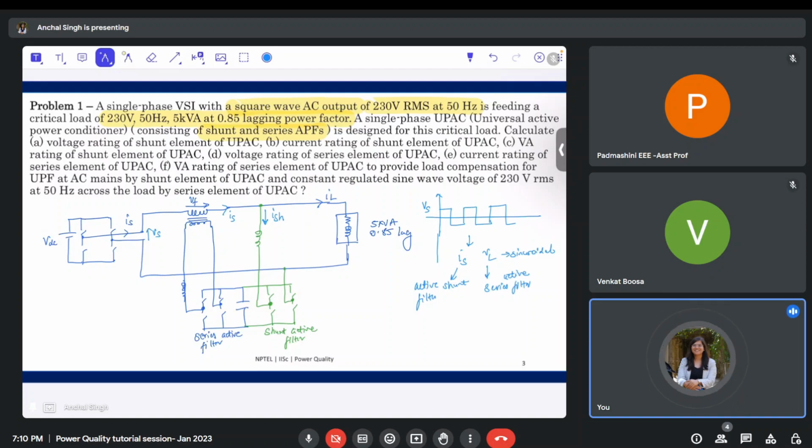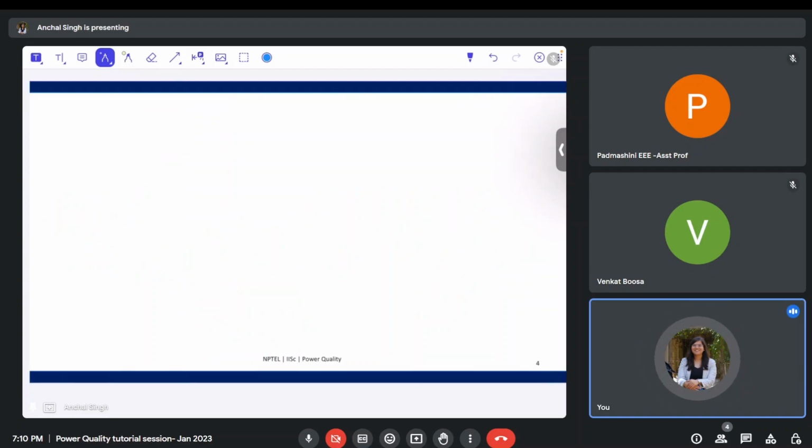As a goal, we have to design the filter completely, right? We have to design the shunt and the series part of this filter. So let us first start with the analysis of the source voltage that is given to us. We have already analyzed the square wave. So what is a square wave? What is the RMS value and fundamental value? All these expressions we know how to derive, right?